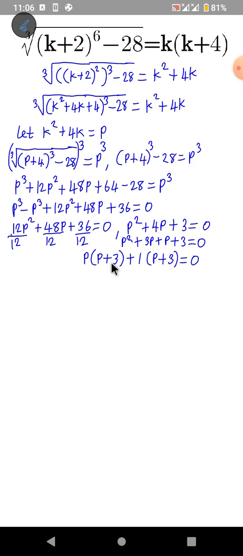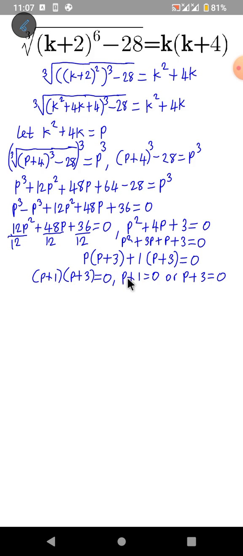Now we have p plus 1, open bracket, p plus 3, all equal to 0. Then from here, I can say p plus 1 equal to 0, or p plus 3 equal to 0. That's from this expression. Now we can see that p plus 1 equal to 0. Why? Because p plus 1 is multiplying p plus 3, and the answer is 0. So either this is 0 or this is 0.